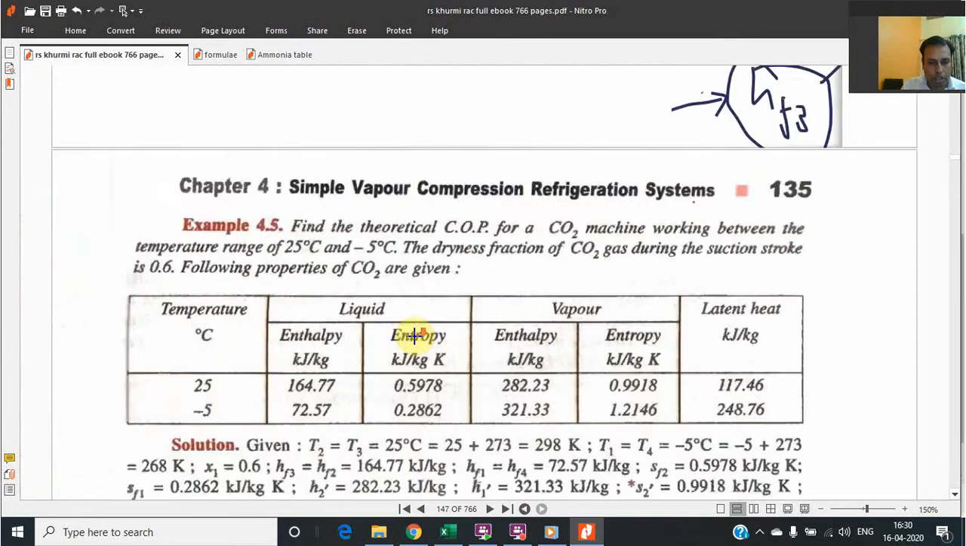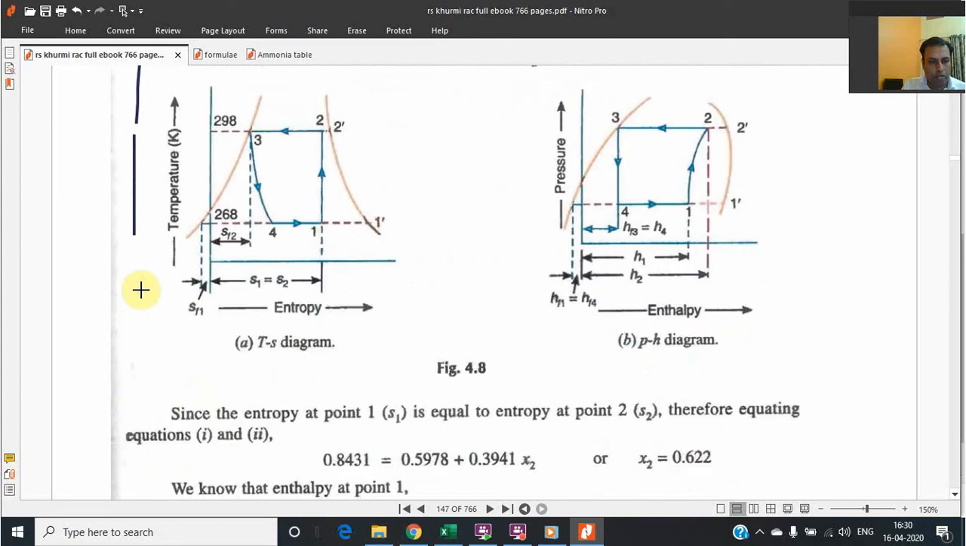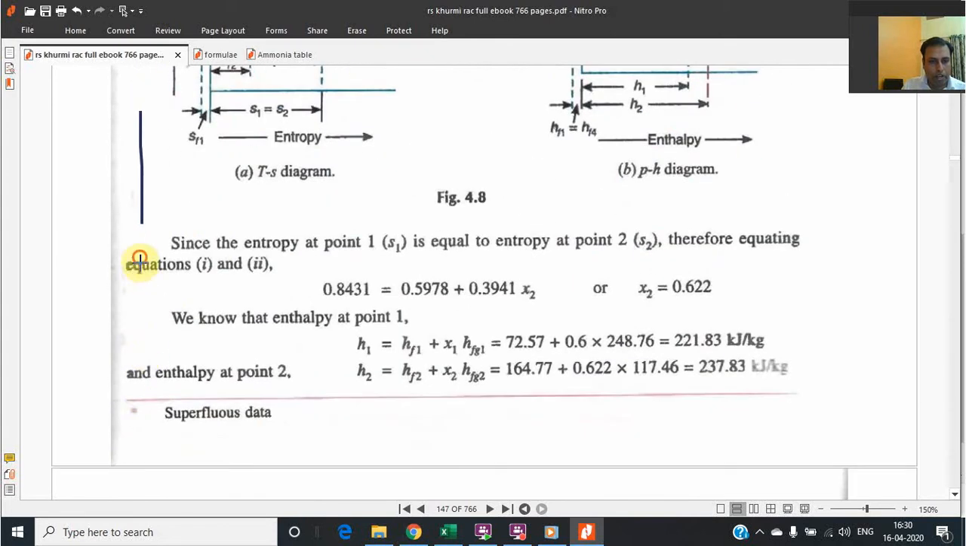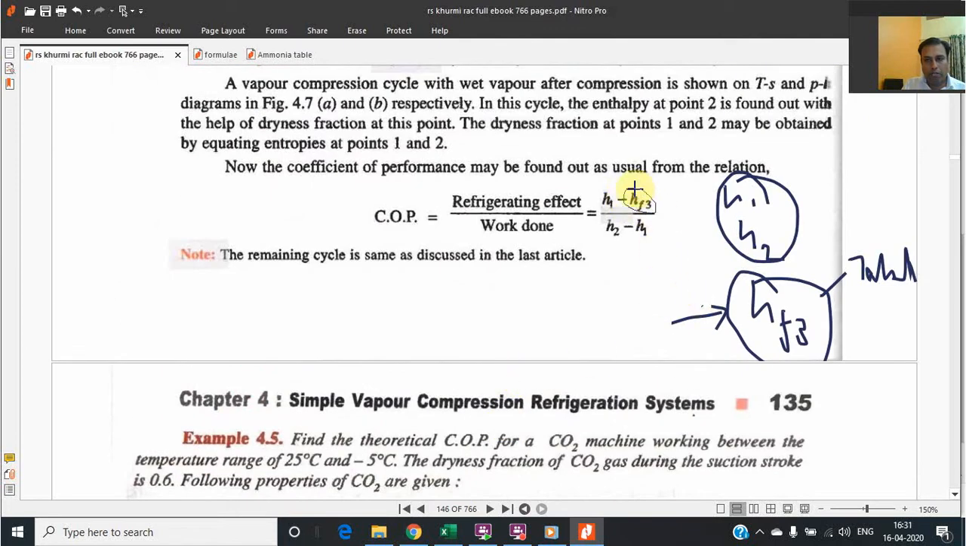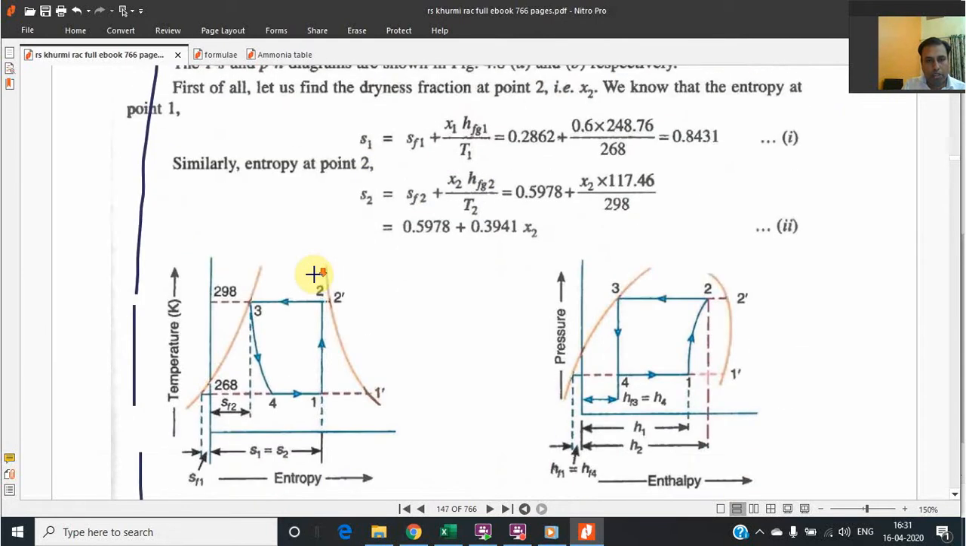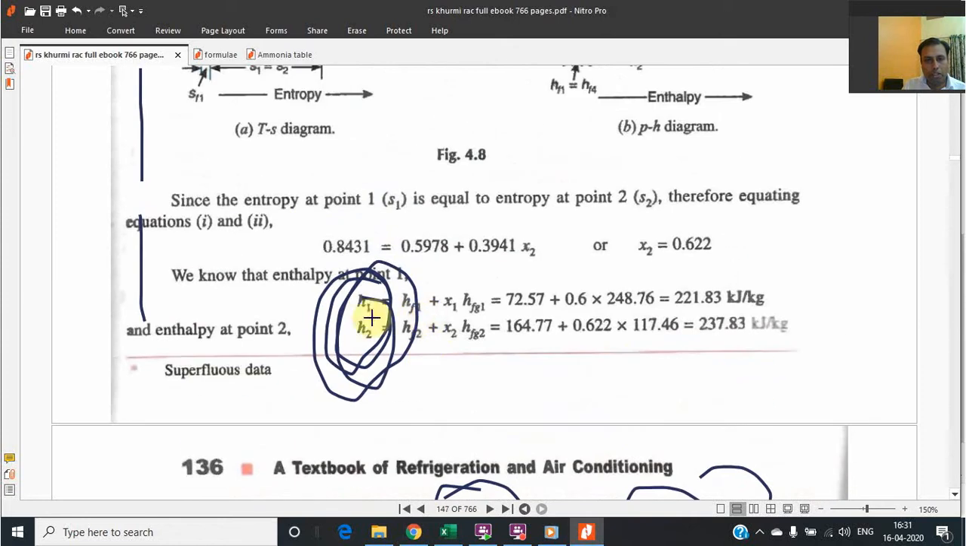They have also solved the numerical question. If you start the question from this place and continue, what they have done until this place is obtain only H1 and H2. In the formula, HF3 is not required to be worked out, it will be obtained from the table, and the whole work is for H1 and H2. As soon as they put in the values of H1 and H2, they will get the COP.